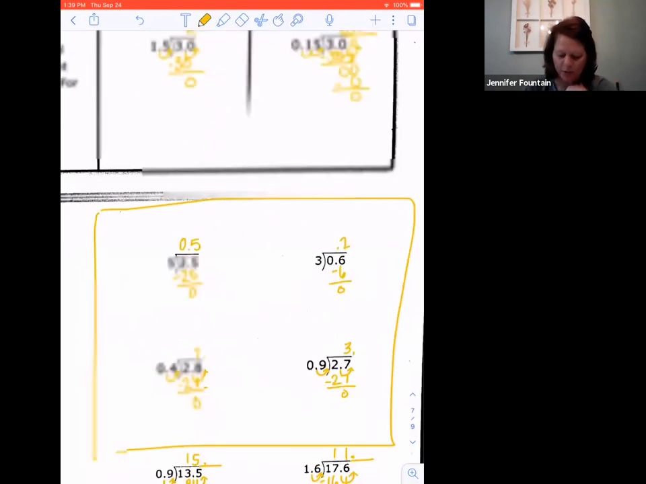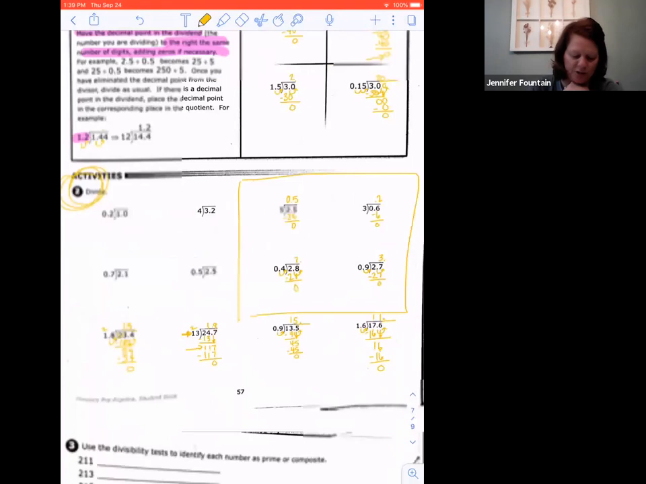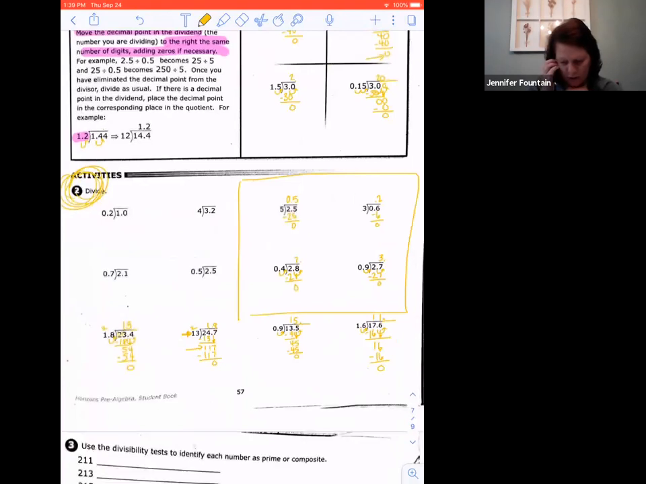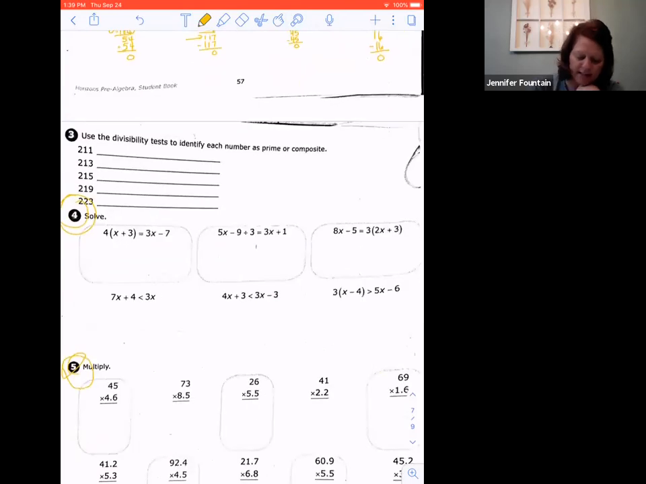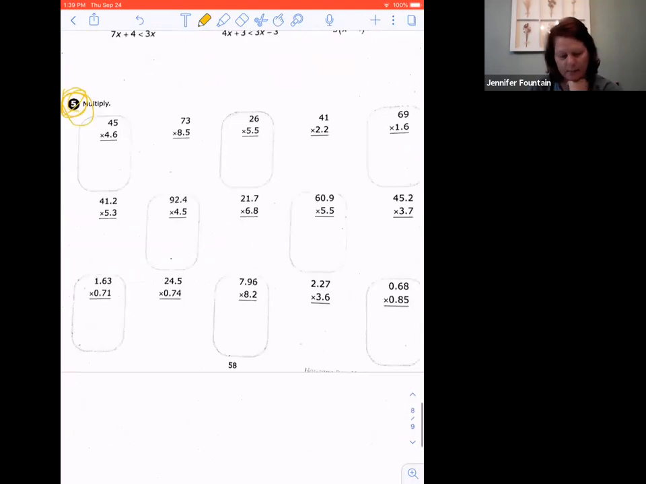All righty, so our first part of homework will just be to finish these 4 over in activities 2. Like I said, we would have activities 4 and activities 5 on page 58.